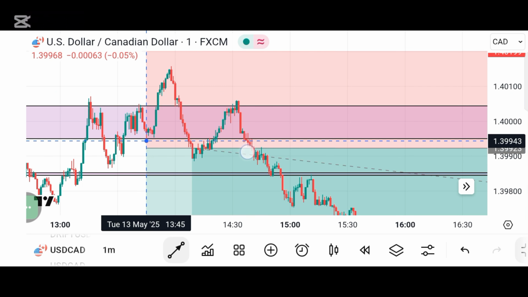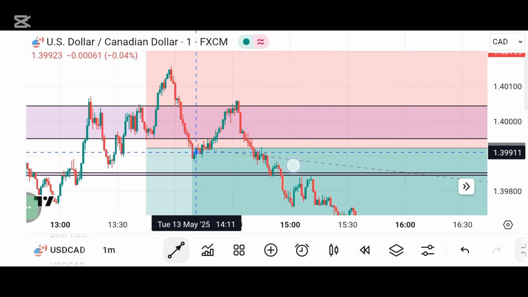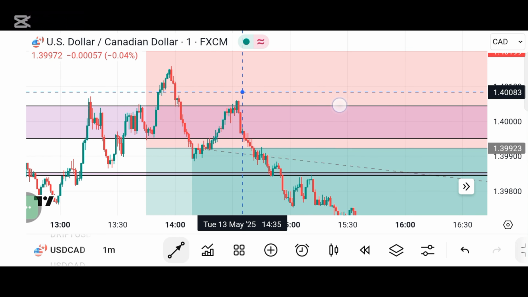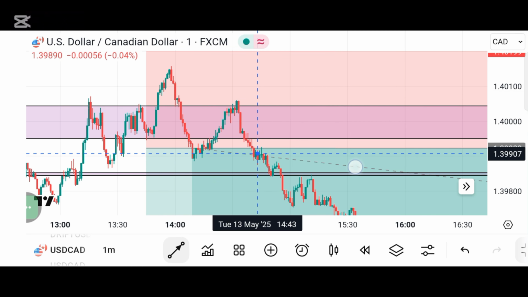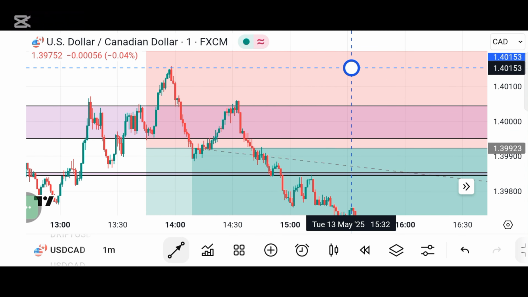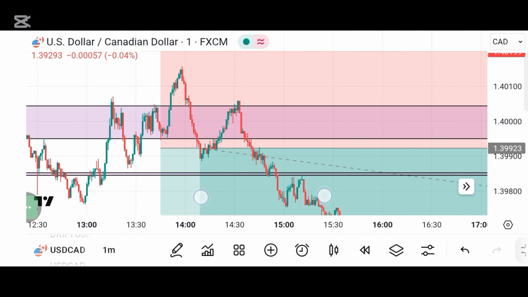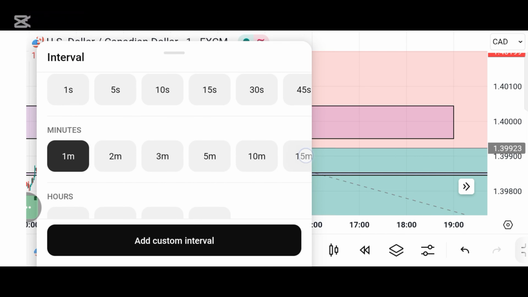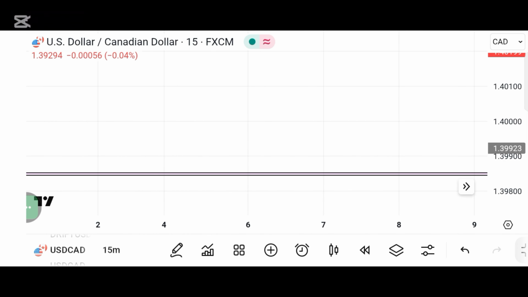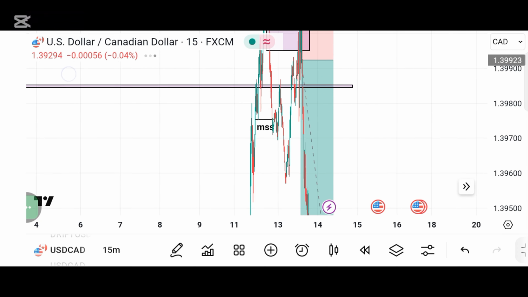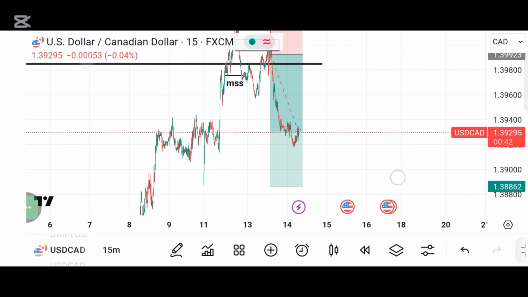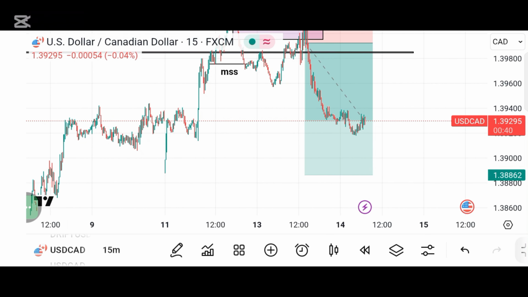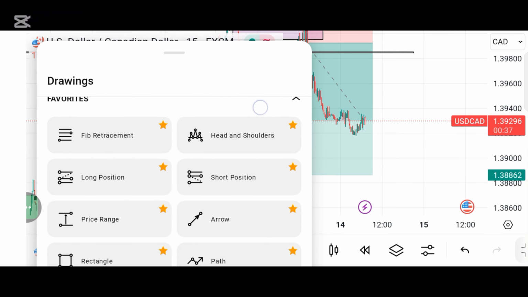I entered the market immediately after the shift in market structure because most times price may not retrace back to the imbalance before coming down on the smaller time frame. So that was why I entered immediately after that shift in market structure. And you can see what's going on. We are pushing downwards, pushing downwards. So yes, I was expecting this reaction around this level, this very level here.